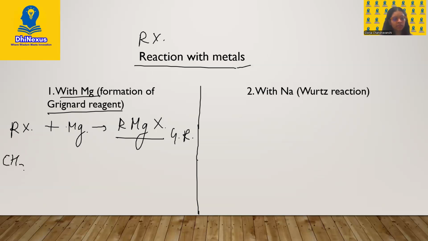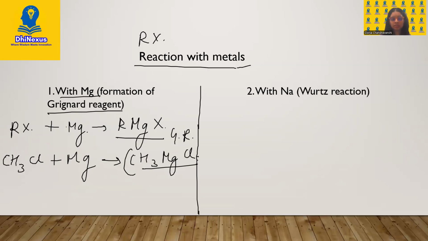If I am taking CH3Cl plus Mg, it will give me CH3MgCl. Now, this is very much useful in preparing a number of other compounds. It can be used to prepare hydrocarbons and can be used for preparation of aldehydes and even preparation of alcohols.